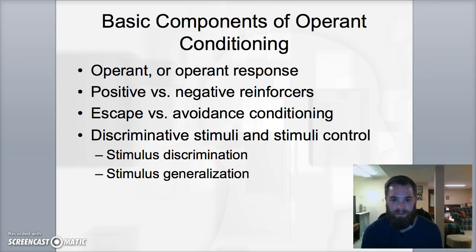The basic components of operant conditioning, in general, what that means is we're talking about behavior being changed by consequences of the behavior. Okay, so the basic components are what's called an operant, or some kind of response that an organism gives, either a person or an animal. There's going to be some kind of positive or negative reinforcer that is going to affect that behavior, make it more likely or less likely. Okay, and so I'm going to go through some of these things.